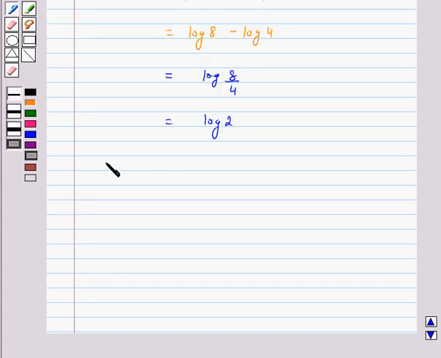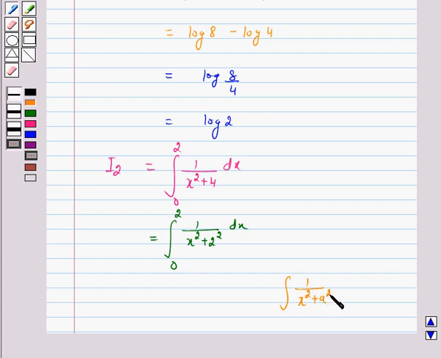Now we will solve I2, which is equal to integral from 0 to 2, 1 over x square plus 4 dx, and we can rewrite this integral as integral from 0 to 2, 1 over x square plus 2 square dx. Now integral of 1 over x square plus a square dx is equal to 1 by a tan inverse x over a plus c. So this is equal to 1 over 2 tan inverse x by 2.